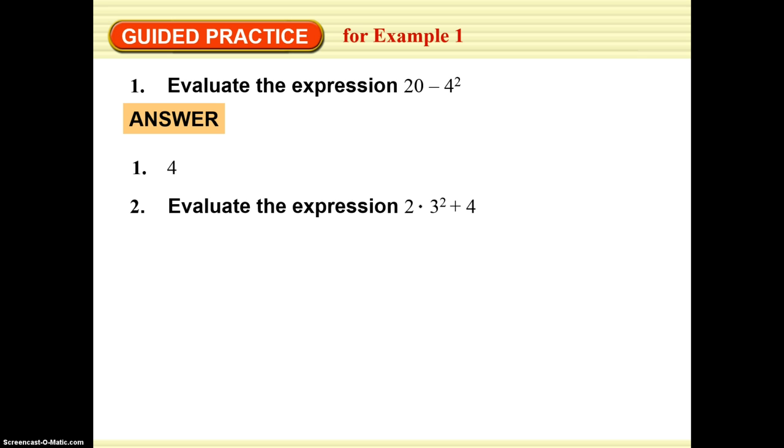In the second problem, I have 2 times 3 squared plus 4. So in PEMDAS, parentheses first, there are no parentheses, so I move on to E, exponents. 3 squared is my exponent, and 3 squared equals 9. So my expression will say 2 times 9 plus 4. Moving on to the next step, multiplication or division, moving from left to right. So I have a multiplication here, which will be 2 times 9, which is 18. 18 plus 4 is 22. So my answer is 22.